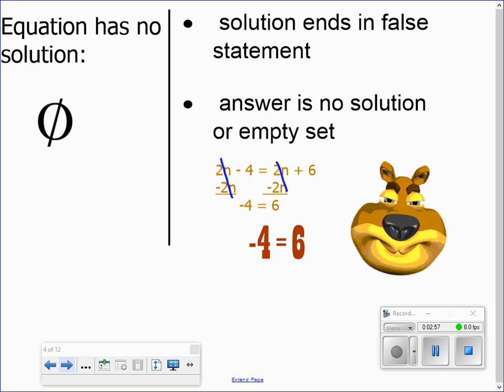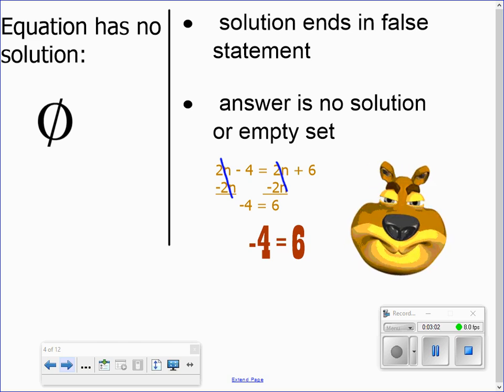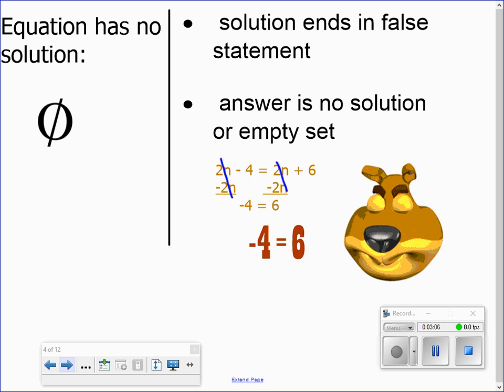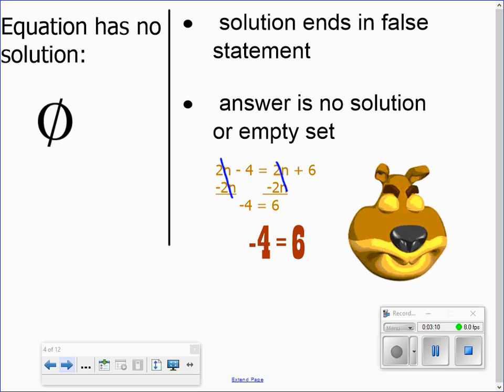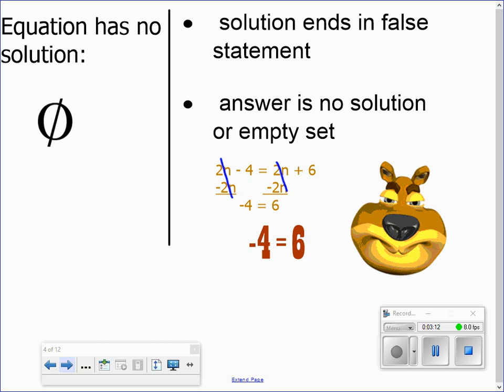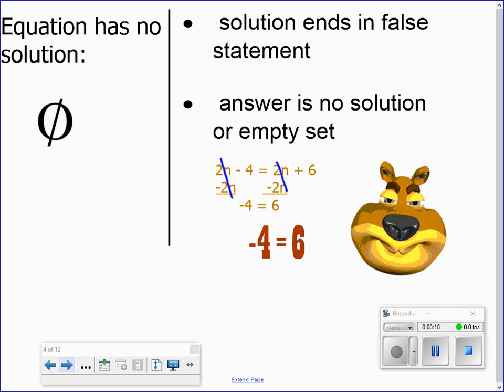When this happens, the answer is no solution, or the empty set. There's no solution that will work for that. So we said there are no things in this set that will work for this particular equation. This is when the solution ends in a false statement. This is what we call a no solution.